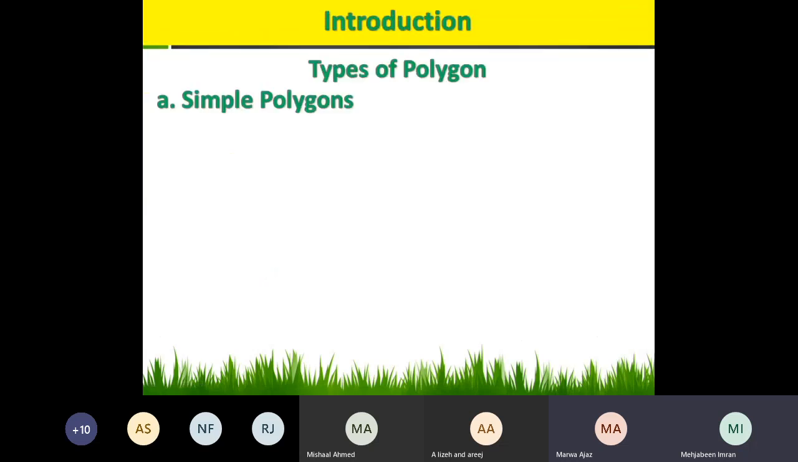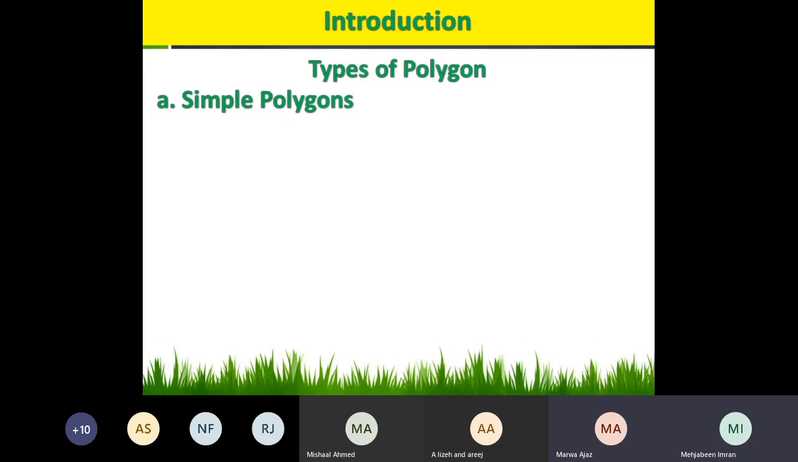Types of polygons. I have told you earlier there are two types of polygons. These are the unimportant ones in the sense that we don't deal with them while doing the questions, but they can become a part of your objectives in the exam paper. The first type is simple polygons, and the second type is complex polygons.